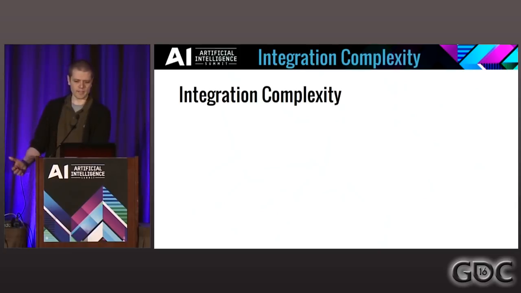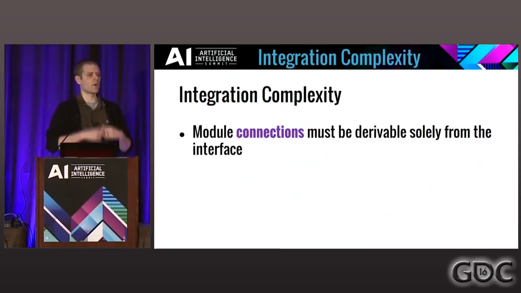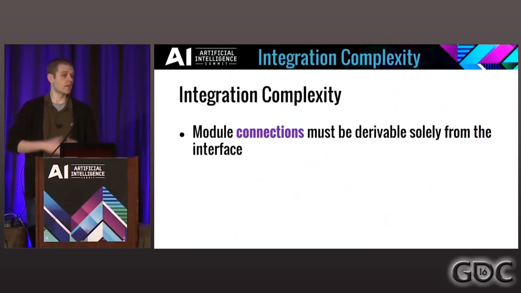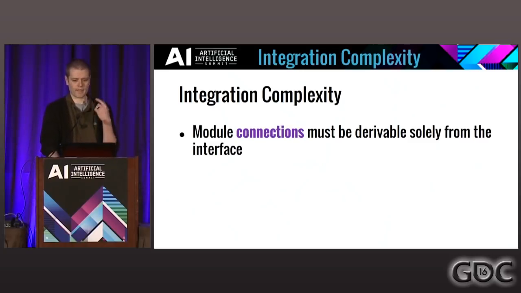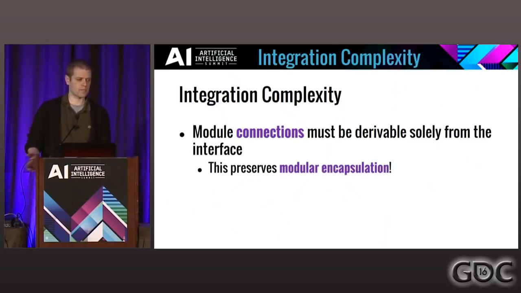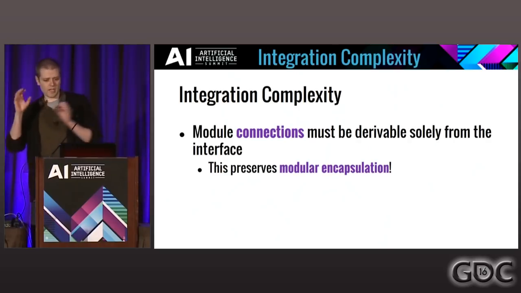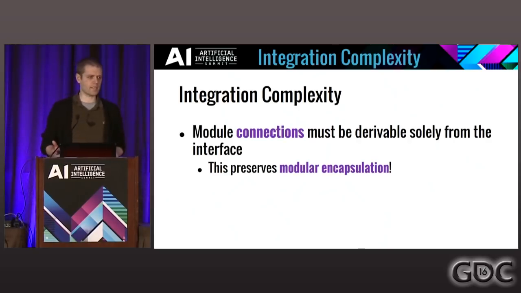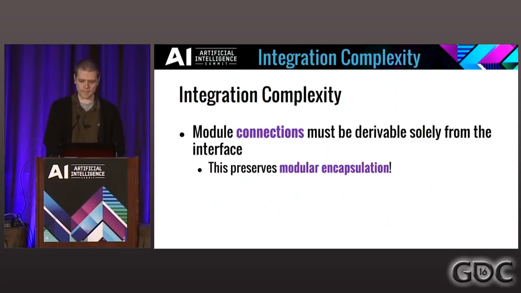The complexity of this, we can manage it a lot by making sure that module connections are derivable solely from the interface. So as programmers, we need to treat this almost like an API, right? And in fact, the other thing this does is that this preserves modular encapsulation. This is just like object-oriented programming now, where we want to make sure we're working through our high-level interface and we're not creating spaghetti code and digging inside. So for all the same reasons that encapsulation is good in normal code, it's just as good in modular AI.